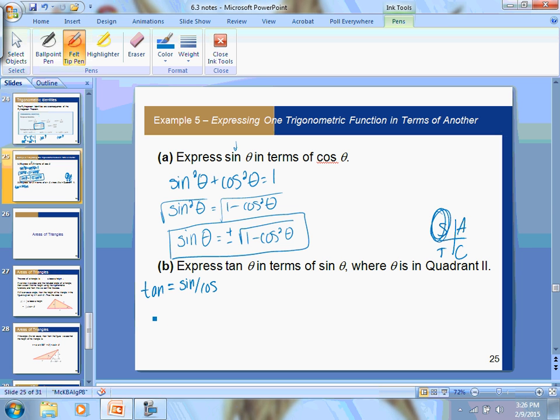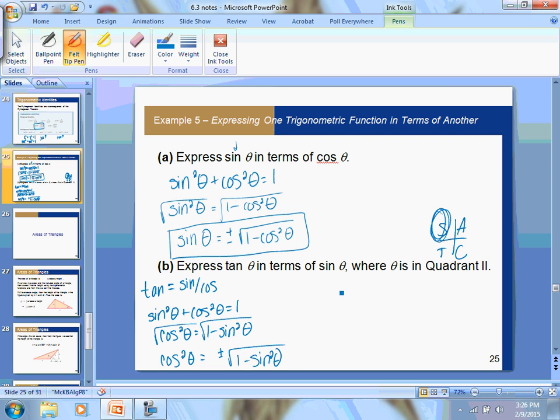Except this time, instead of solving it for sine, I'm going to solve it for cosine. Okay? So I will take my sine squared theta and my cosine squared theta, set it equal to 1, and then I'm going to solve it for cosine. So I will have cosine squared theta equals 1 minus sine squared theta, and then I will take the square root of both sides. So I'll have cosine theta equals plus or minus the square root of 1 minus sine squared theta. So I'm just rewriting it and putting it in terms of cosine.